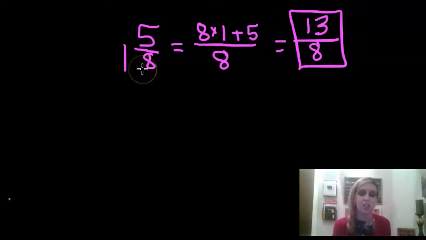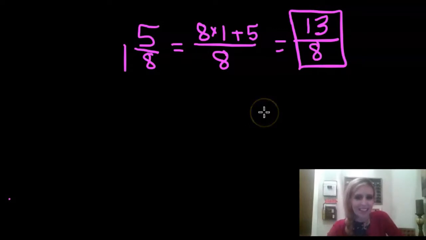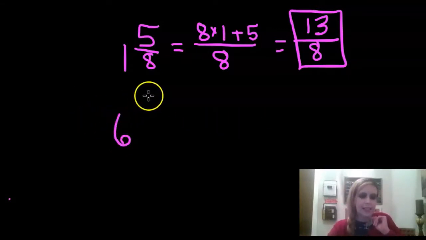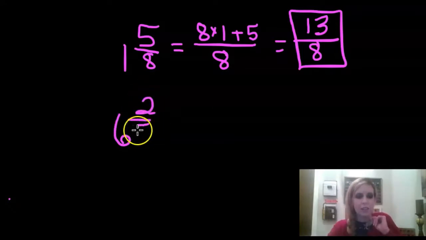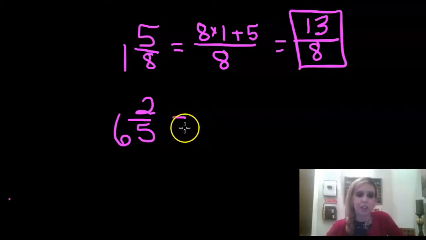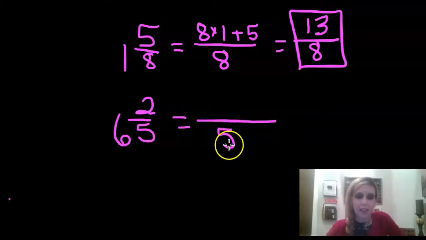So I can change a mixed number to an improper fraction. I can change an improper fraction to a mixed number, okay? Now let's take a look at one more like that. Say we had 6 and 2/5, and I'm wanting to change that into an improper fraction. All right, so again, my denominator is going to stay the same.